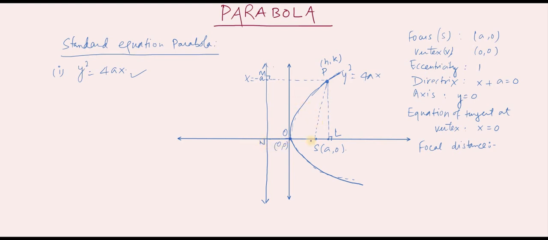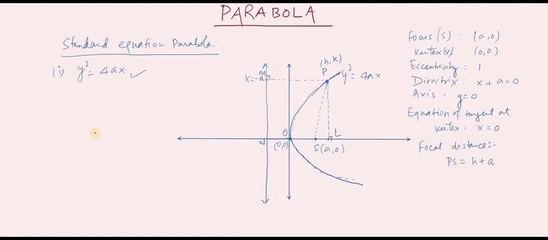Now PM is equal to NL because it's a rectangle, and NL is equal to this length ON plus OL. We know by the definition of coordinates, OL is the x coordinate, which is h, and ON is a, because the directrix is x is equal to minus a, so length ON will be a. ON plus OL is equal to h plus a, therefore focal distance is equal to h plus a.